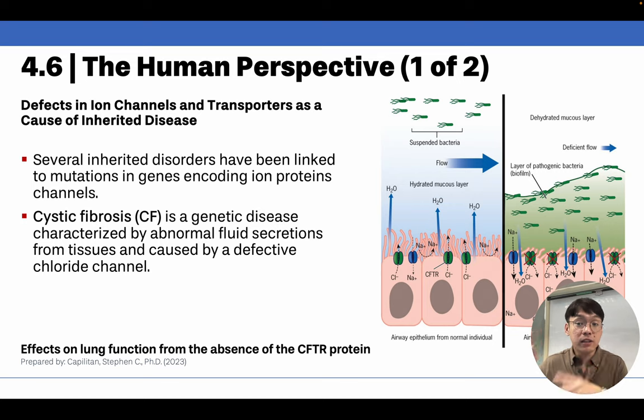In the airway, on the other hand, of a person with cystic fibrosis, the abnormal movement of ions causes the water to flow in the opposite direction, thus dehydrating the mucus layer. As a result, the trapped bacteria cannot be moved out of the airways, which allows them to proliferate as a biofilm, which are communities of microbes causing chronic infections.